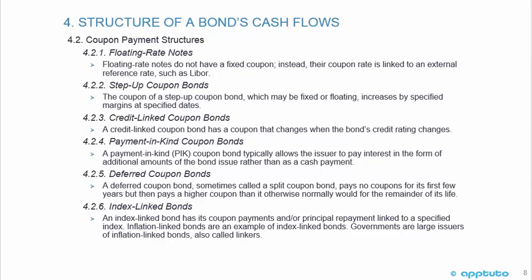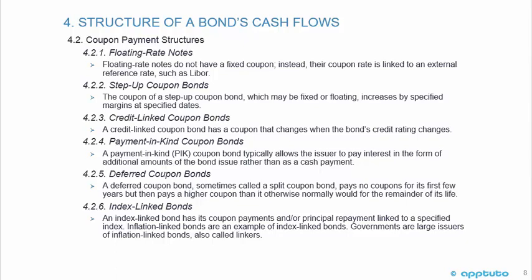So this is all about the coupon payments. So the coupon payments can change. They're not fixed. They're going to float, and they're going to follow a reference rate such as LIBOR. What is a step-up coupon bond? The coupon of a step-up coupon bond, which may be fixed or floating, increases by specified margins at specified dates. So it's stepping up. The interest is stepping up.